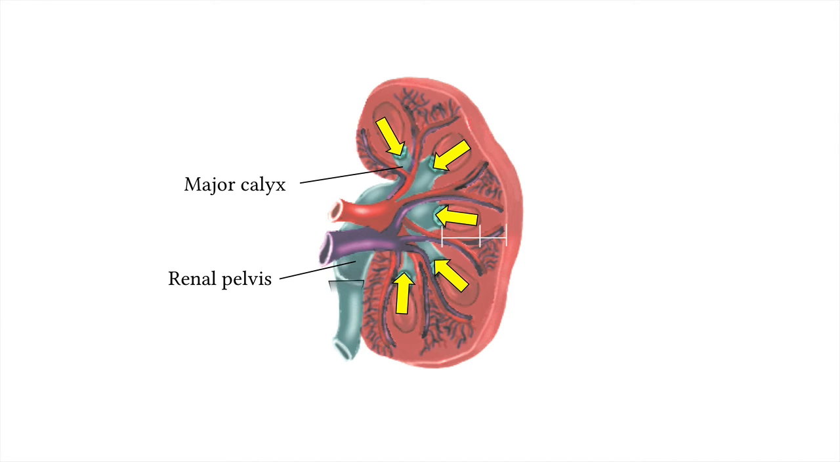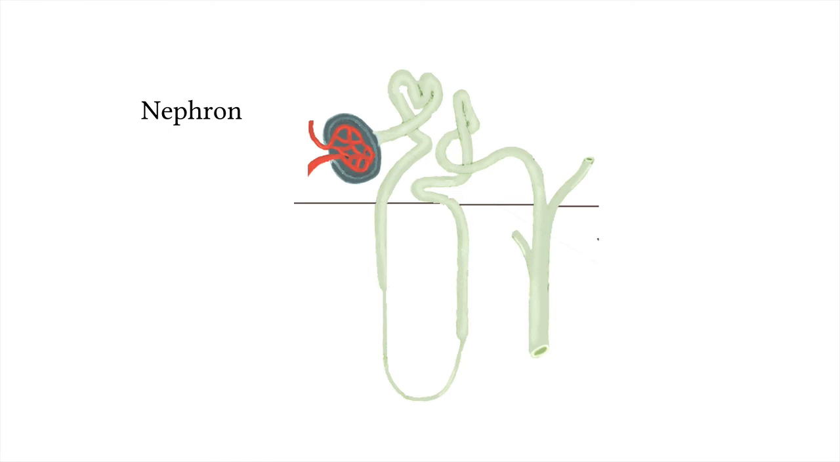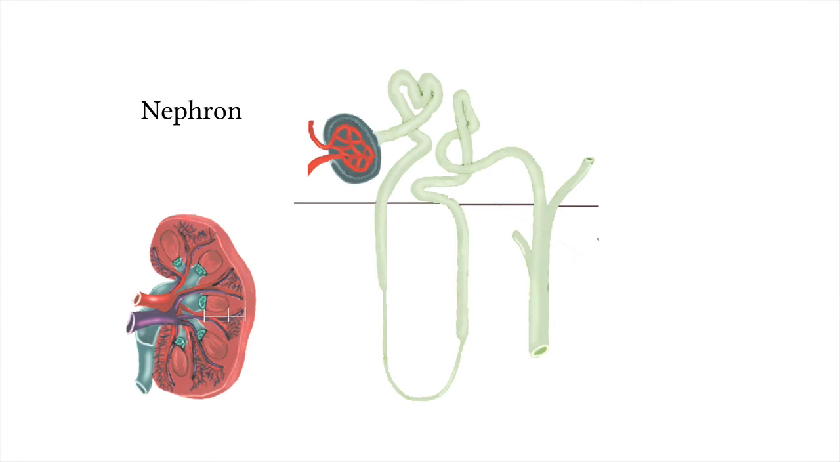This structure becomes narrower and narrower until it forms the ureter, which is the pathway out of the kidney. The functional unit of the kidney is the nephron. It is the location of blood filtration, and it's composed of a very specifically folded tubule. Nephrons extend into both the medulla and the cortex of the kidney, beginning right about here.